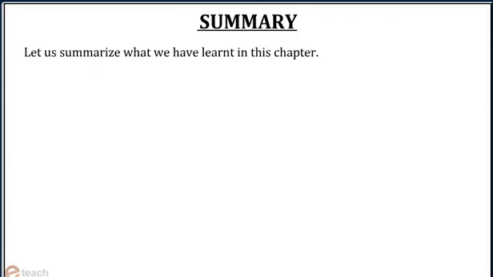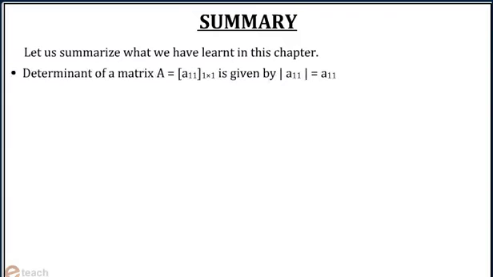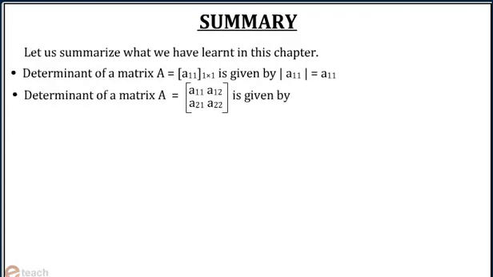Summary. Let us study what we have learned in this chapter. Determinant of a matrix A of order 1 by 1 is given by |A| = a11. Determinant of a matrix A of second order is given by |A| = a11 a22 - a21 a12.